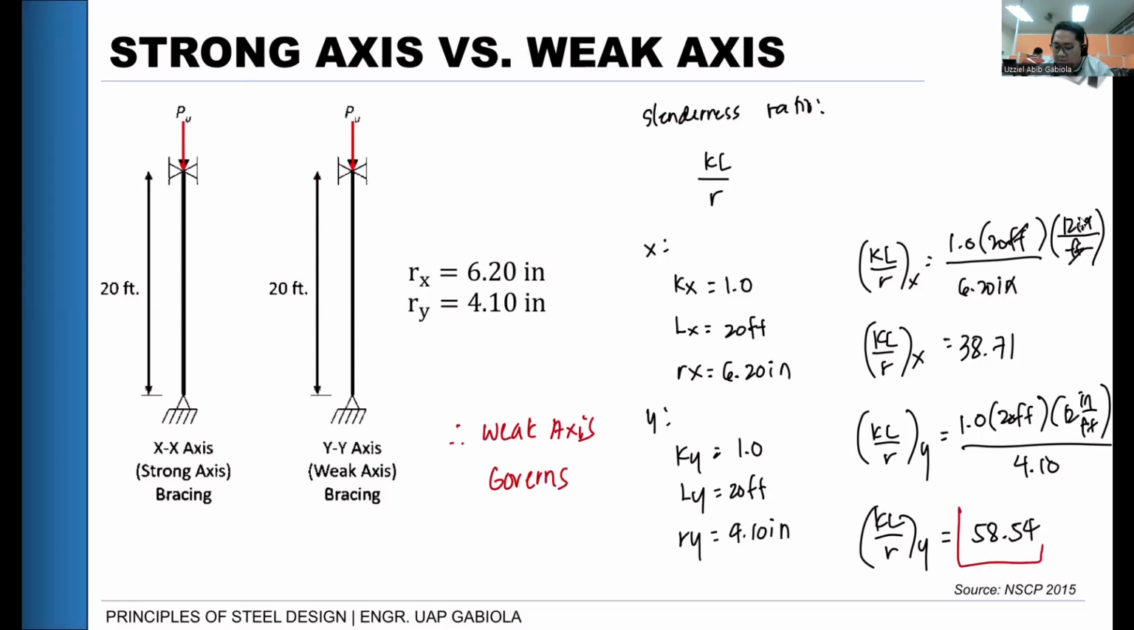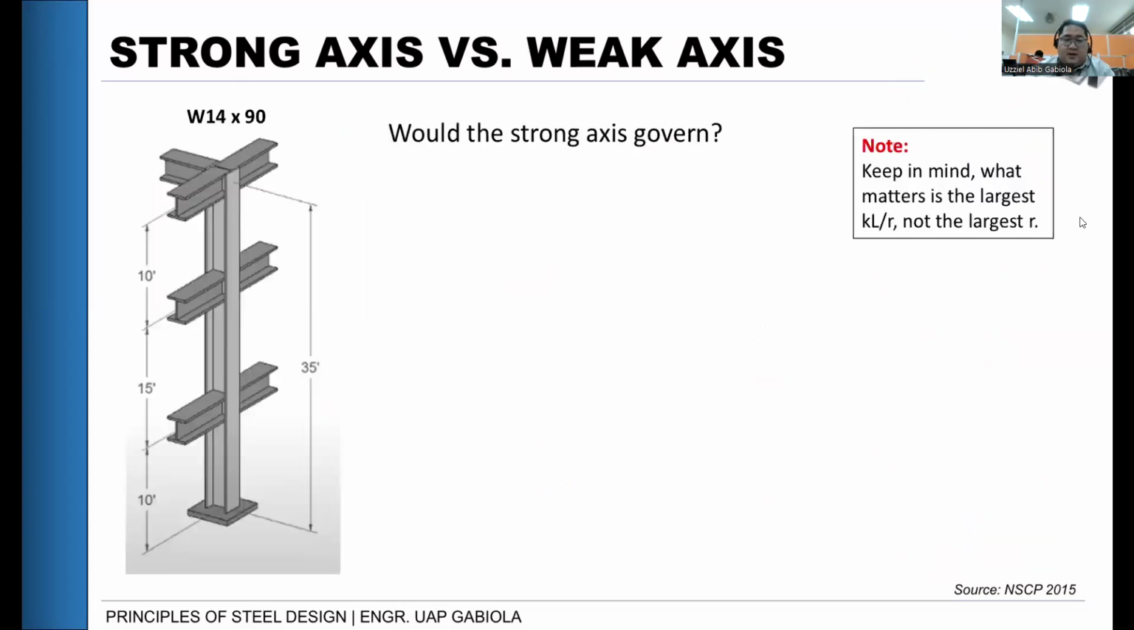Again, maximum tayo sa KL over R. Okay? And going back to sa equation natin ng Fe, that is pi squared E over KL over R squared. Again, nasa denominator siya. So, the larger the value of our KL over R, the smaller the value of our stress. Okay? Yan. So, ganyan po yung pag-calculate ng slenderness ratio natin. Okay? So, let's have another example. Okay? So, halimbawa, this given.